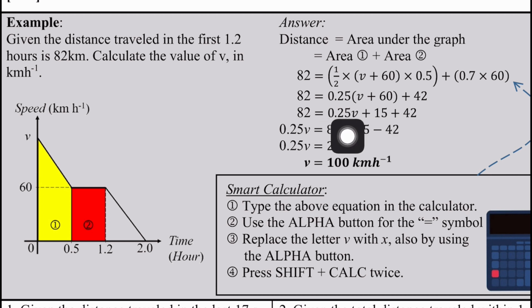So then yang ada variables unknown ni kita letak ke sebelah kiri. So susun. Then kita dapat 0.25 V is equal to 25. Then V ni dah harapkan, so pindah ke sebelah akan jadi bahagi. So kita akan dapat V is equal to 25 divided by 0.25. And your final answer is 100 km per hour. So maksudnya V is 100.